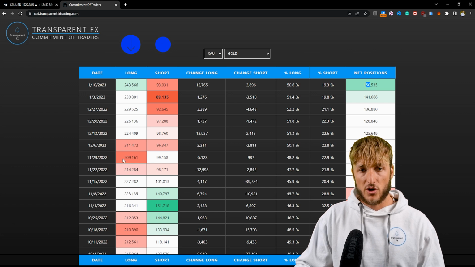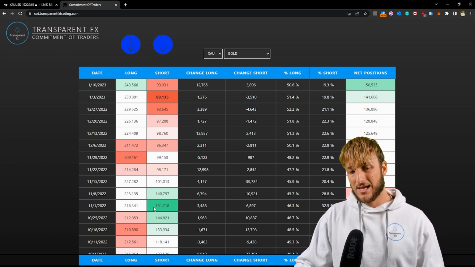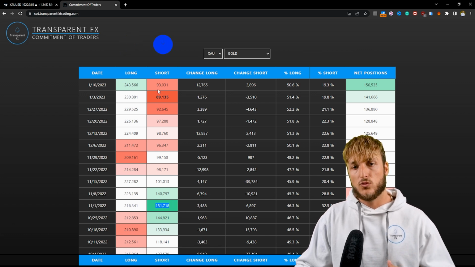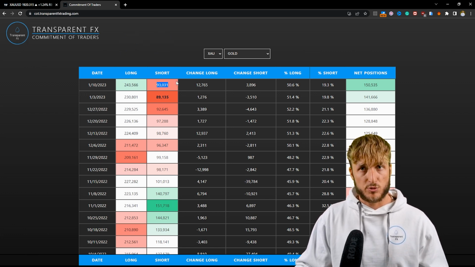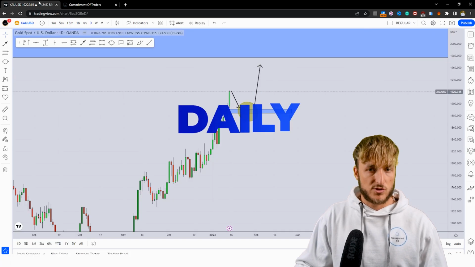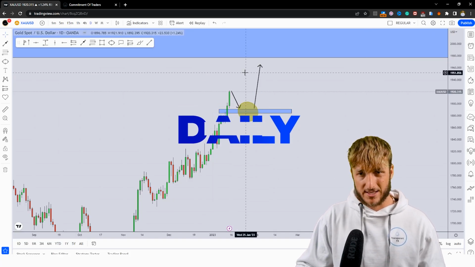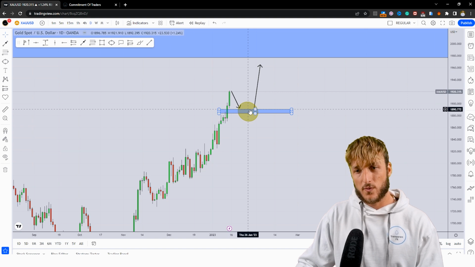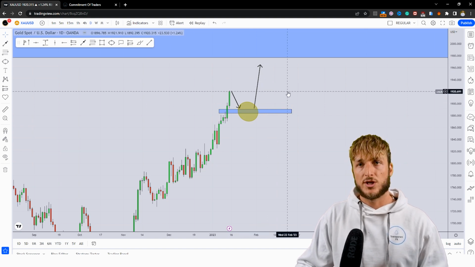So adding longs that went from 209K to 243K and closing shorts that went from 151K to 93K from an institutional perspective. So gold is getting quite strong. We see that also reflected in the price action. So if we have this correction, we could be approaching this potential rejection higher.